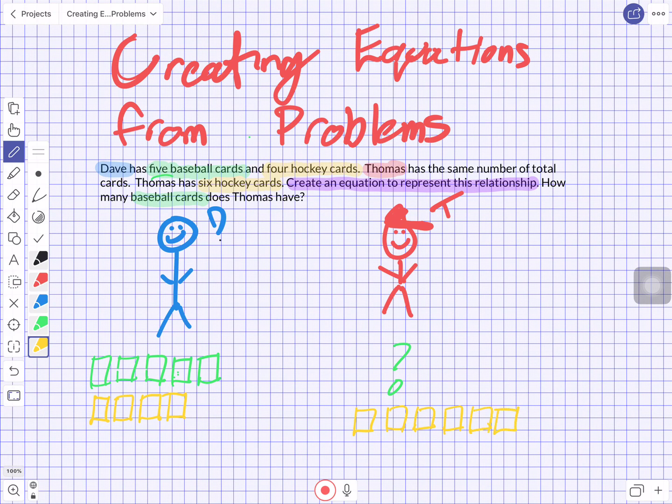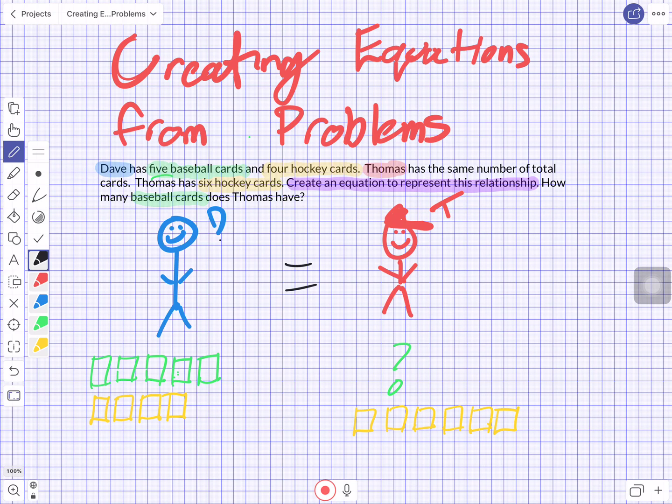Great. Now, what do they tell us? What's special about the relationship between the 2? Does anyone have more than the other? No. So they have the same amount. Do you know what we usually use in math to represent something that's the same? There's a symbol for it. Yeah, equal sign. So we're going to say Dave is equal to Thomas.